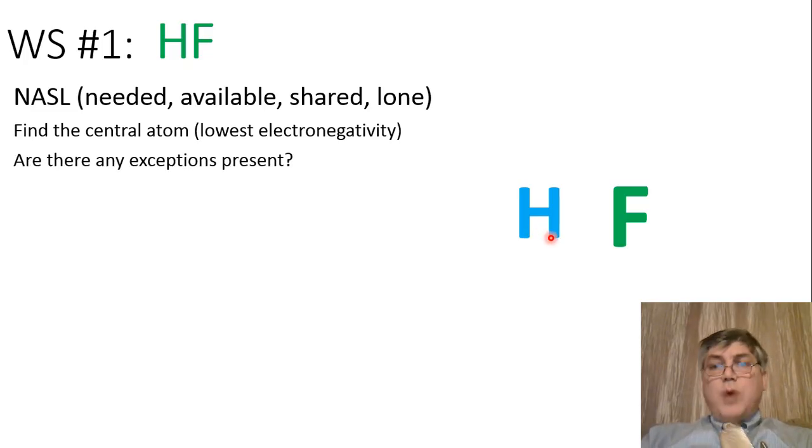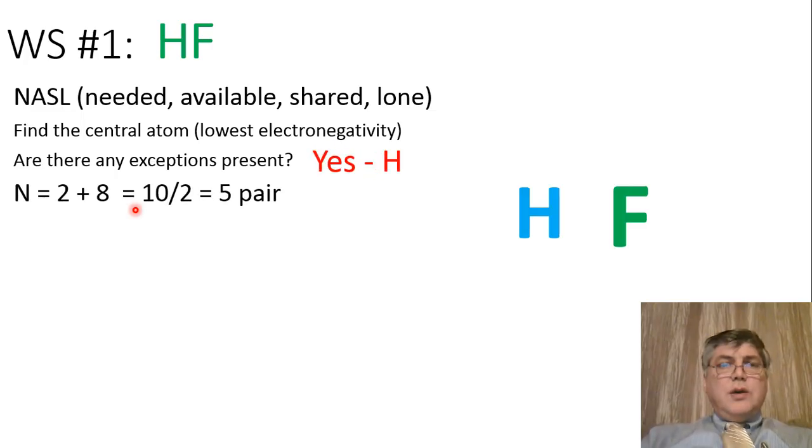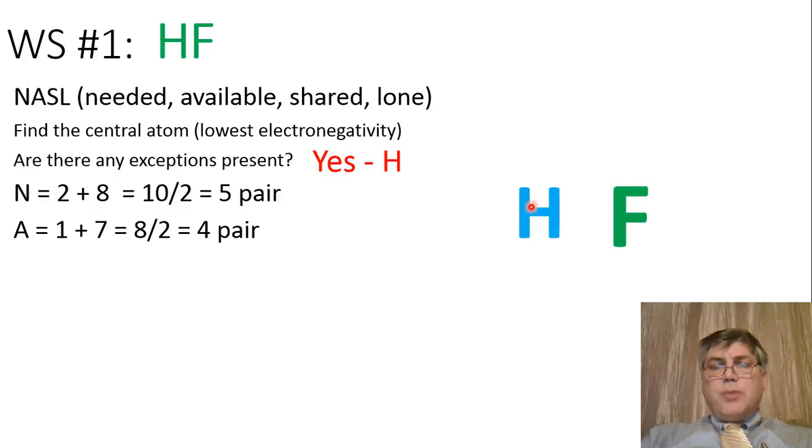Are there any exceptions? Well, hydrogen is an exception, so it's going to need 2 electrons, and fluorine's going to need 8. So 2 plus 8 means we need 10 electrons. Divide by 2, and that gives us 5 pair. The number of available electrons is less than that, though. Hydrogen comes to the table with 1, and fluorine brings 7 to the molecule because it's in group 7A. So 1 plus 7 is 8, which means we have 4 pair of available electrons.